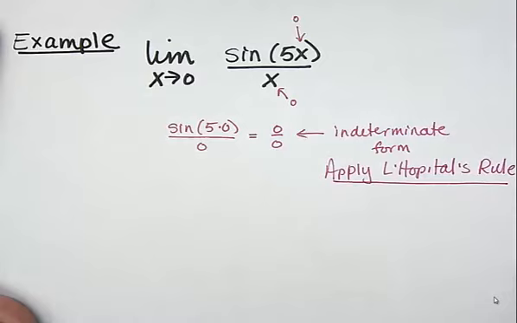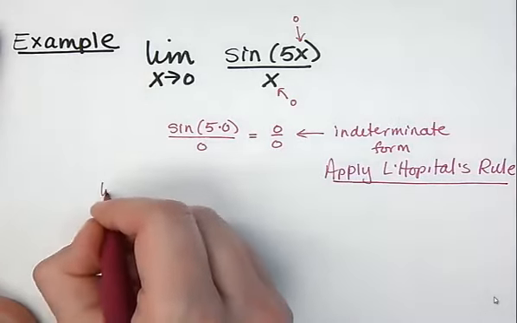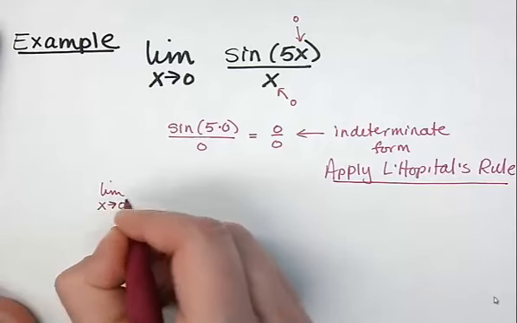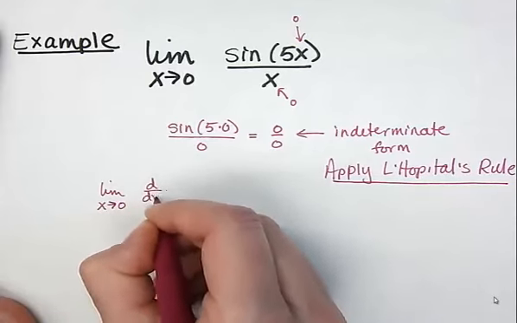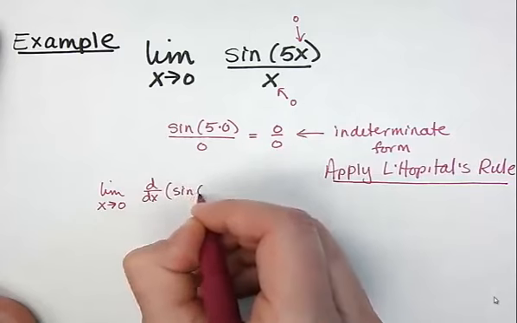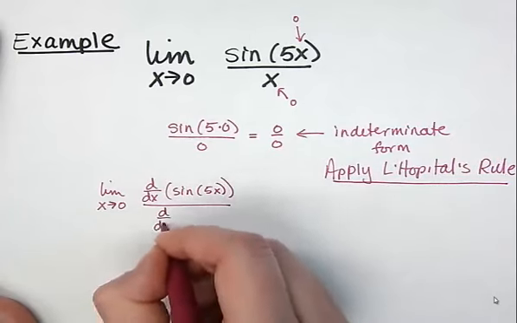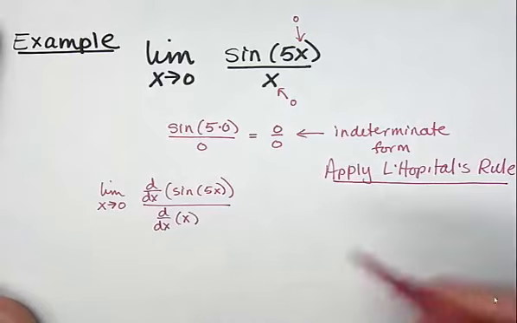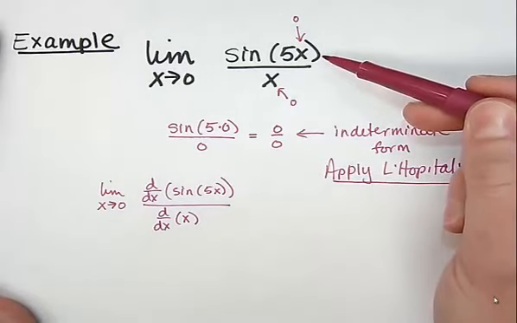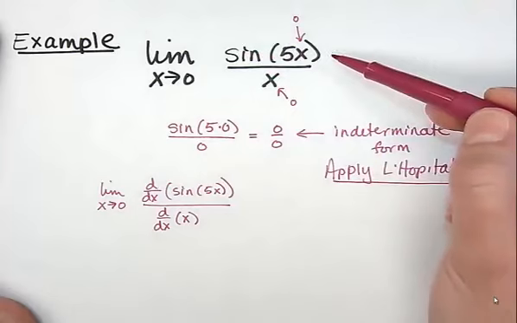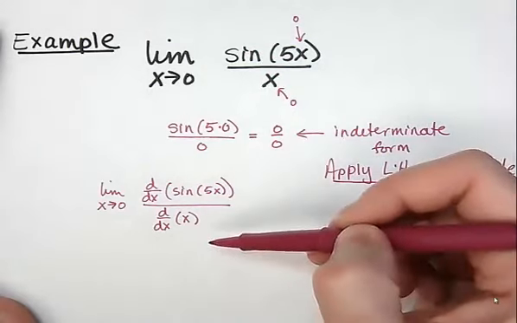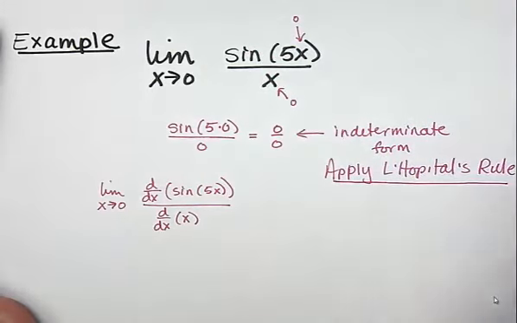Okay, let's go ahead and apply L'Hopital's rule and see what that looks like. When we do that, we want to take the limit as x approaches 0, but we want to take the derivative with respect to x of the top separately from the derivative of the bottom. Do not confuse this with the quotient rule. You do not use the quotient rule when you apply L'Hopital's rule. You take the derivative of the numerator separately from the derivative of the denominator and then reevaluate your limit.